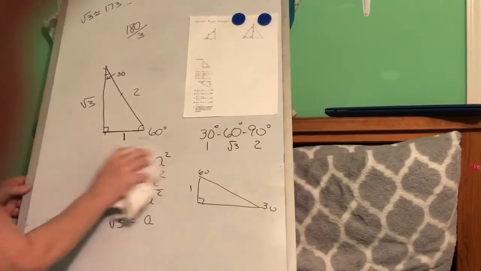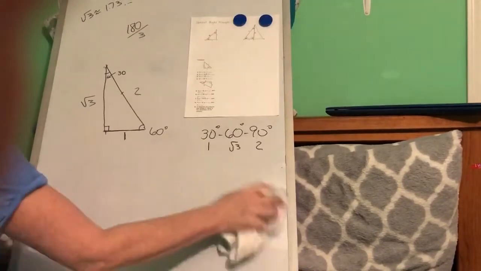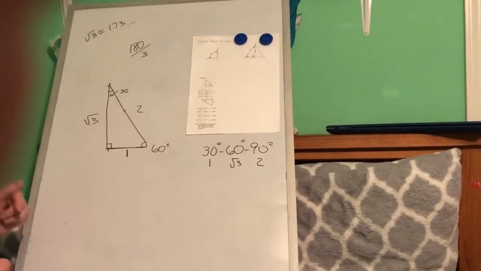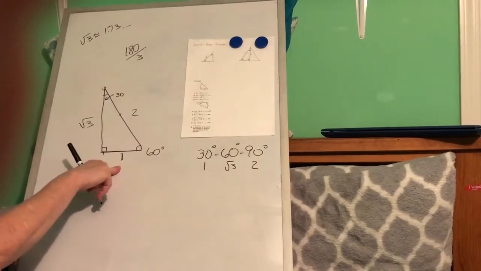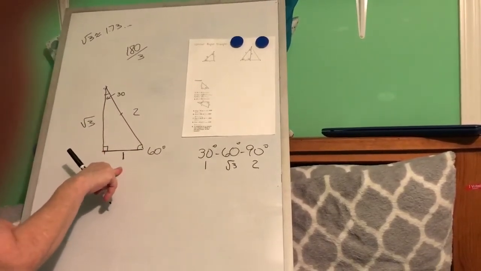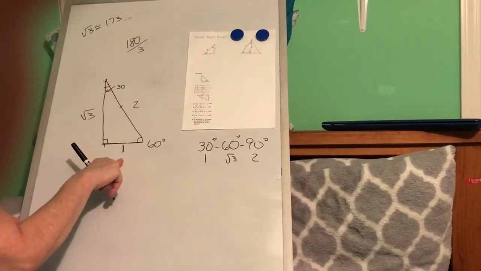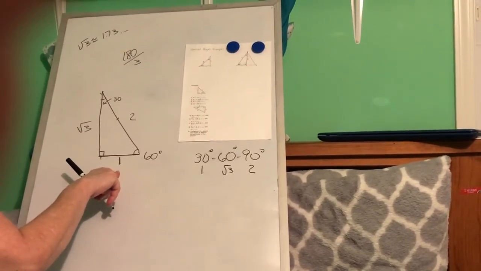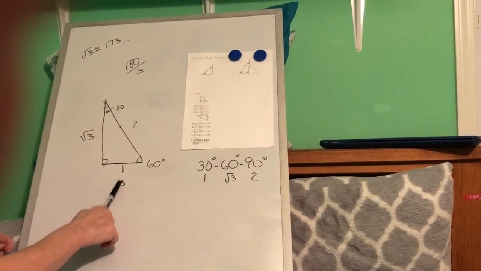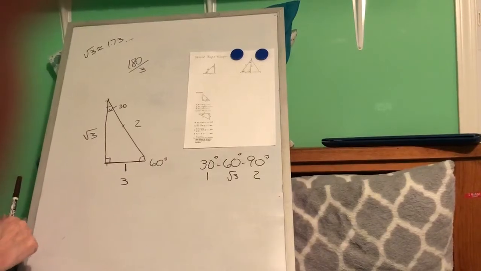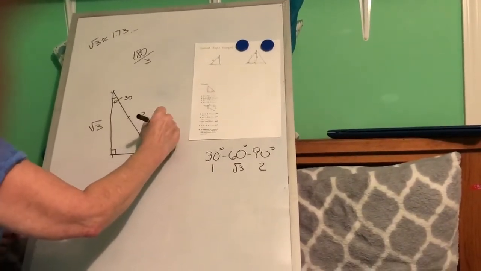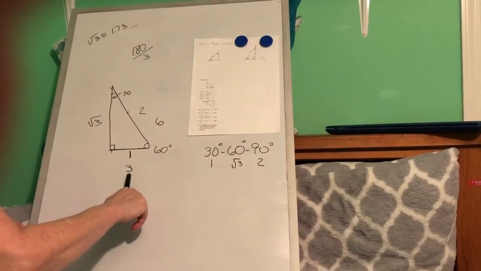So that's the most important part, just like it was with the 45, 45, 90, it's just getting it set up right. Once we have that, the pattern's pretty much the same. The 30 is always going to be my main focus, all right? So we'll start there. What if my short leg is equal to 3? Starting with the short leg, we always double the length to get the hypotenuse. So 3 times 2 is 6.